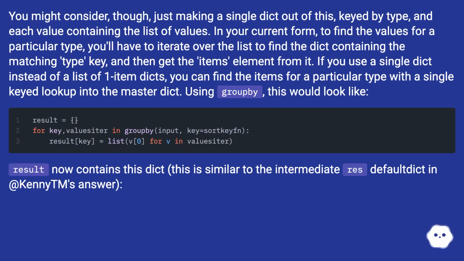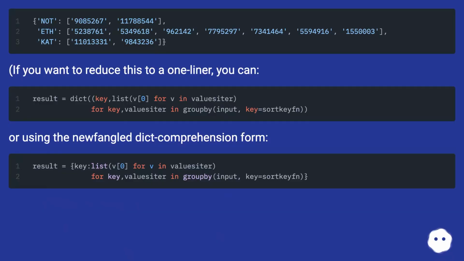Using groupby, this would look like this. Result now contains this dict. This is similar to the intermediate defaultdict in Kenetum's answer. If you want to reduce this to a one-liner, you can. Or using the newfangled dict comprehension form.